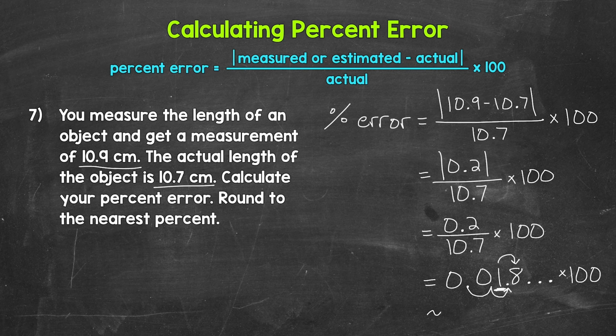Our percent error here is approximately 2%. And I'm using the approximately symbol there since we rounded. That means that the measurement of 10.9 centimeters was off the actual length of 10.7 centimeters by about 2%. So there you have it. There's a beginner's guide to percent error. A little bit about percent error and also how to calculate percent error.